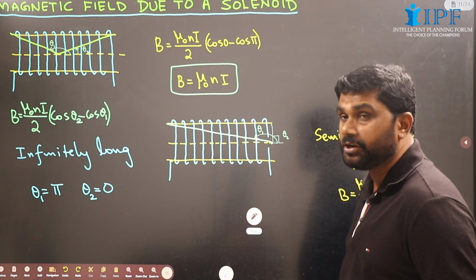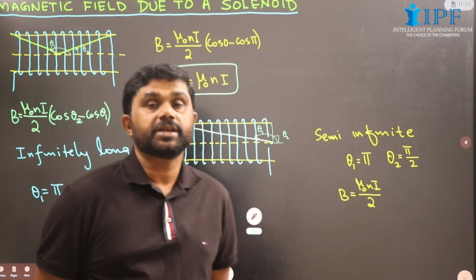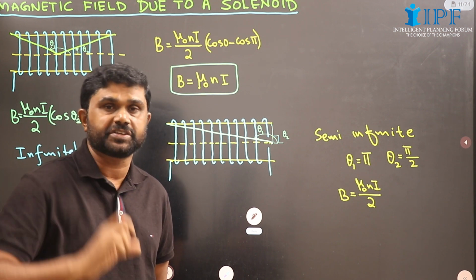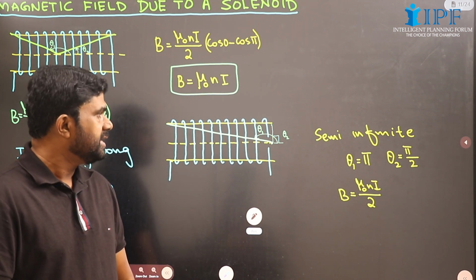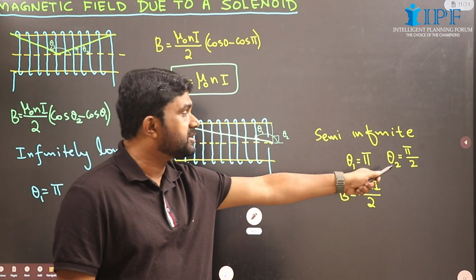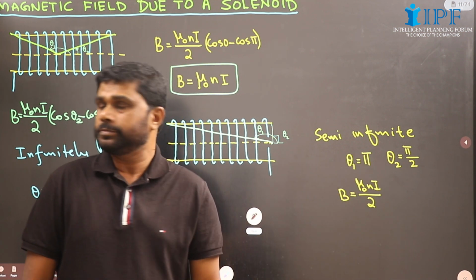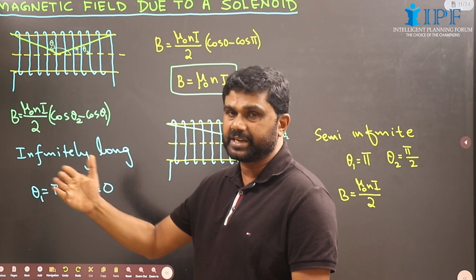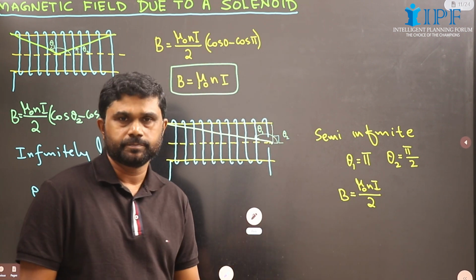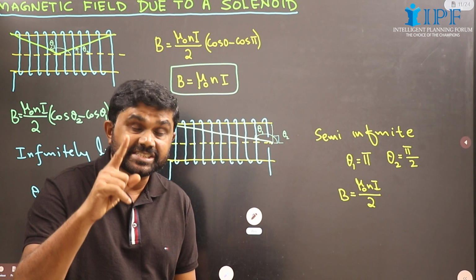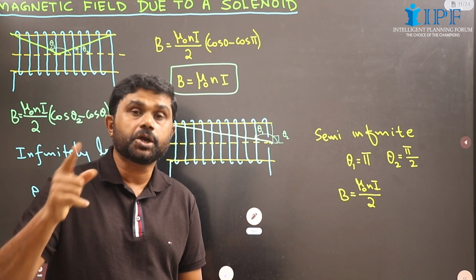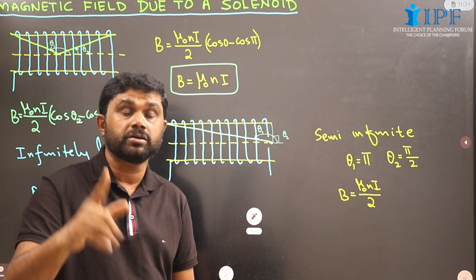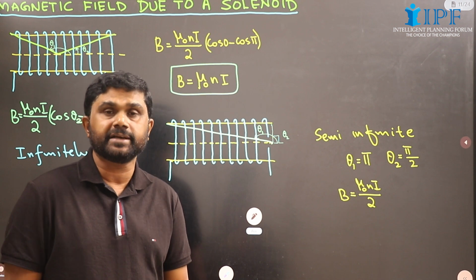Now if the solenoid is semi-infinite, meaning it goes to infinity only on one side and the point of observation is at one end of the solenoid, then it's called semi-infinite. In such a case, theta 1 will be pi and theta 2 will be pi by 2. So cos pi by 2, that is 0, minus cos pi, 0 minus minus 1. So it will be mu 0 n I by 2. So the magnetic field at one end of a semi-infinite solenoid will be equal to half of the magnetic field intensity at the center of an infinitely long solenoid with the same number of turns per unit length and same current.